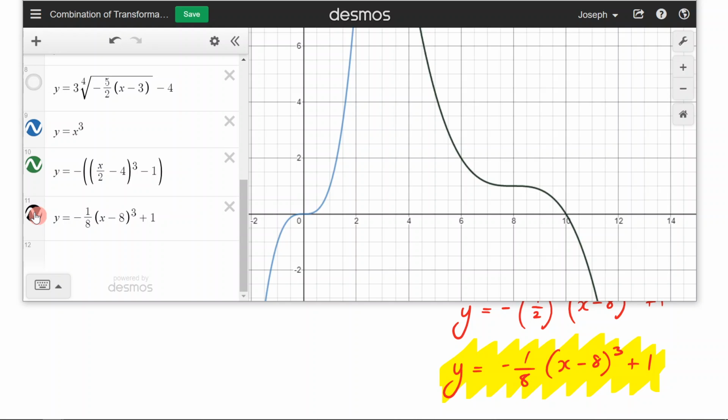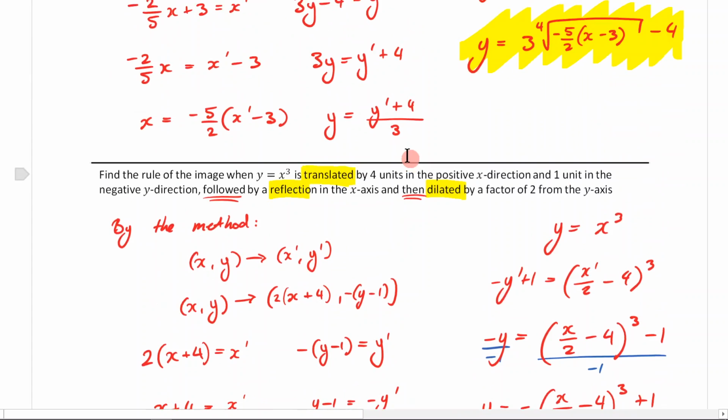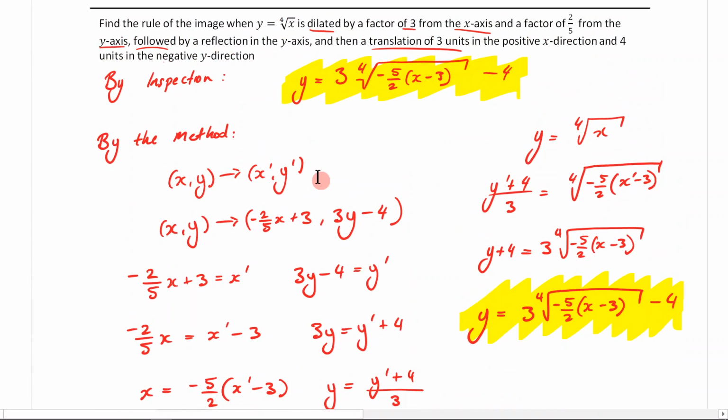Okay, that's everything. So the moral of the story of this one is follow the sequence that the question gives you. And the moral of this one is be careful.